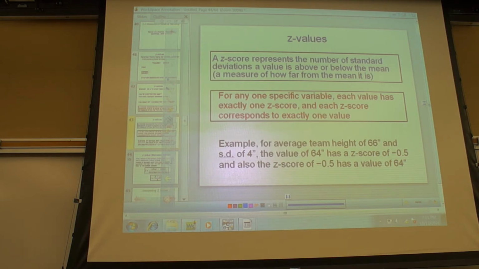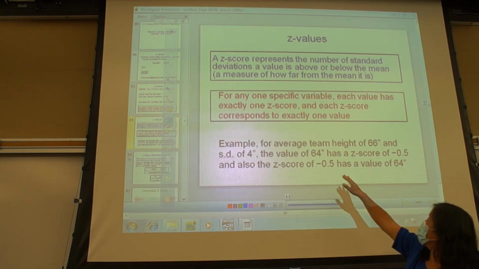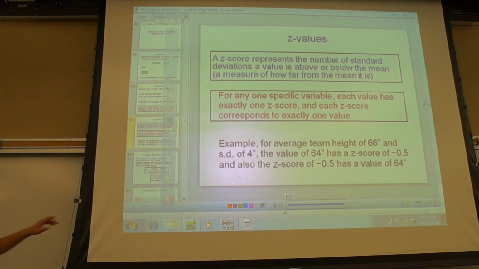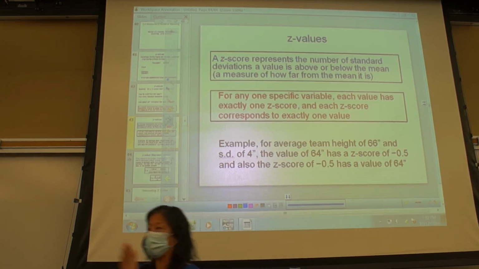Finish this sentence as I've said it in class. Also note that for any specific variable, each value has exactly 1 z-score, and each z-score corresponds to exactly 1 value. So for example, if a team's mean height was 66 with a standard deviation of 4, the value of 64 inches has a z-score of -0.5. And also, the z-score of -0.5 has a value of 64 inches. Those match up, right? They mean the same spot on the number line, or your place.